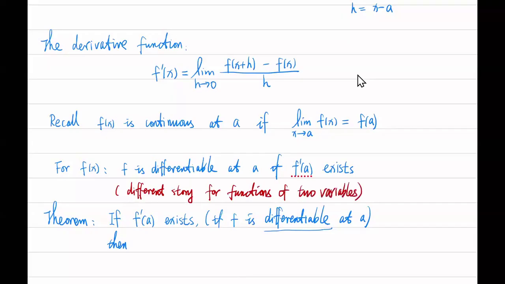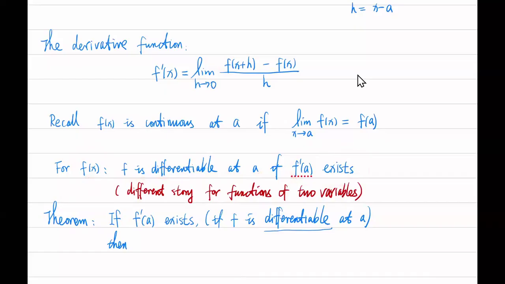Good point, thank you. Okay, so for the moment, in this case, it's very simple. A function of one variable x. For this function, we say it's differentiable at a if the derivative exists. So this is a definition.